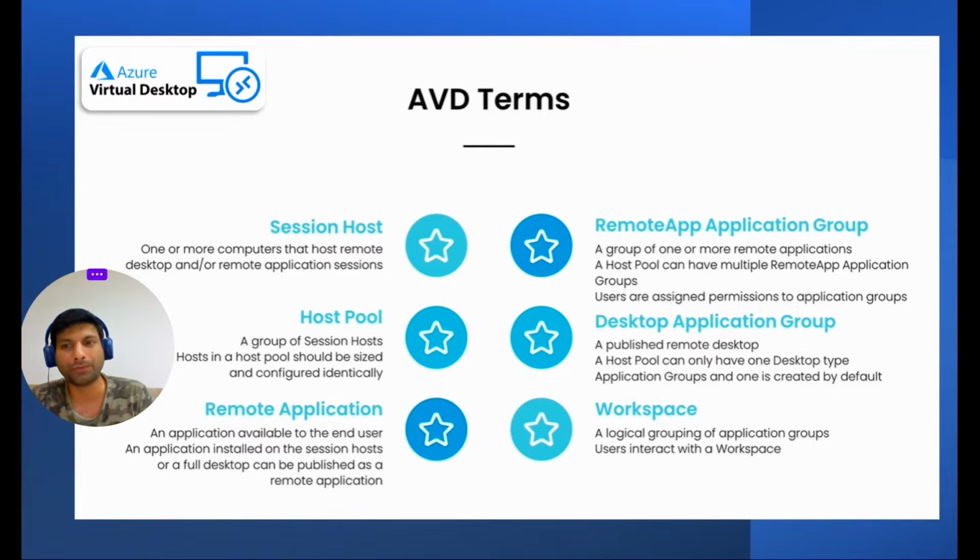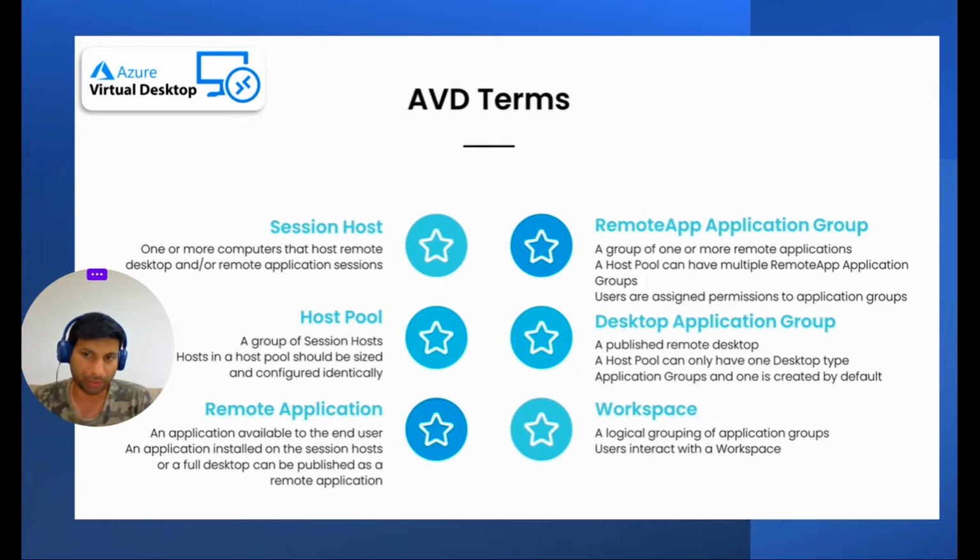All right, next is remote application. This is a group of non-desktop applications available to the end users. Excel and Notepad, for example, which means an application installed on the session host, or a full desktop can be published as a remote application. And then we come to remote application group. A host pool can have multiple remote application groups. Users are assigned to an application group and will have access to any application in that group.